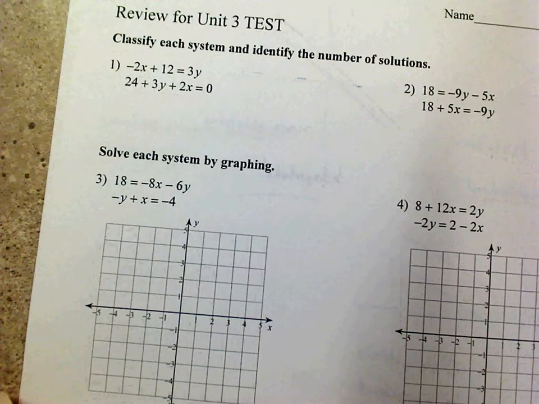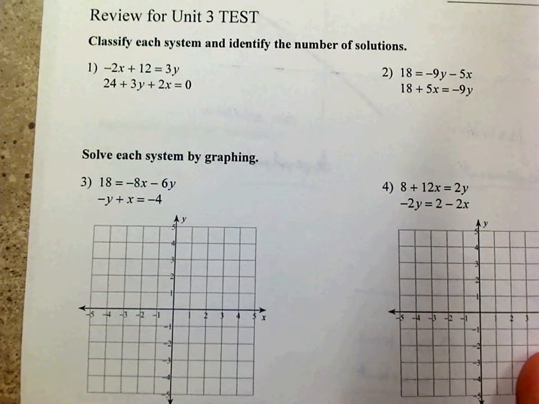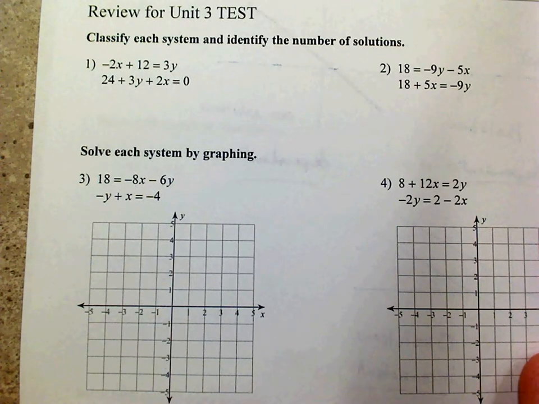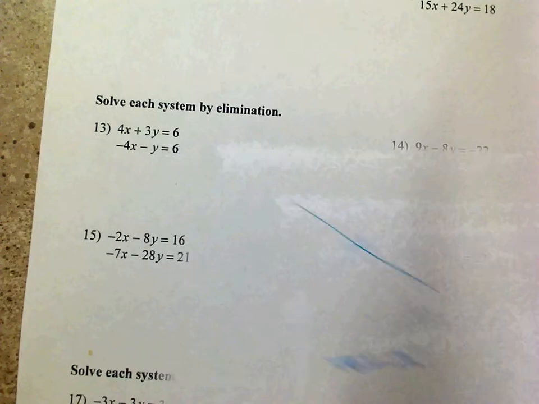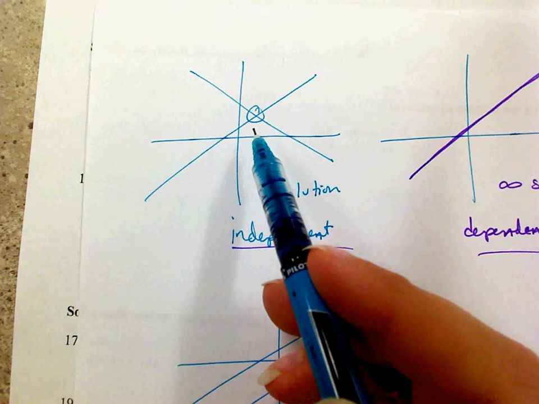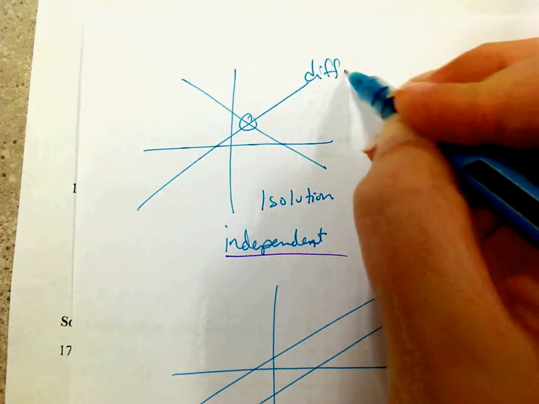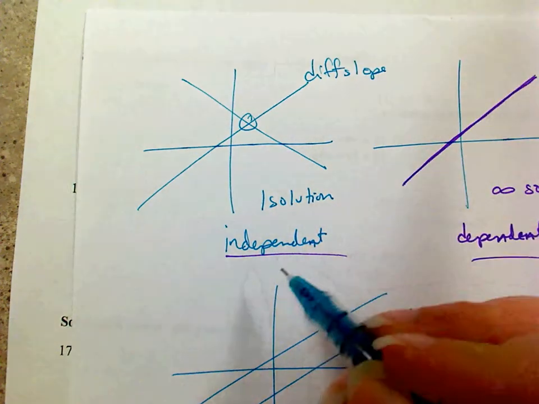Alright, so as far as number 1, classify each system and identify the number of solutions. What do I need to do? What's the easiest way to know whether or not they're independent, dependent, or inconsistent? Well, remember, these have different what? They do have different y-intercepts, they don't have to, but they have a different slope. If my slope is different, then they're independent with one solution.